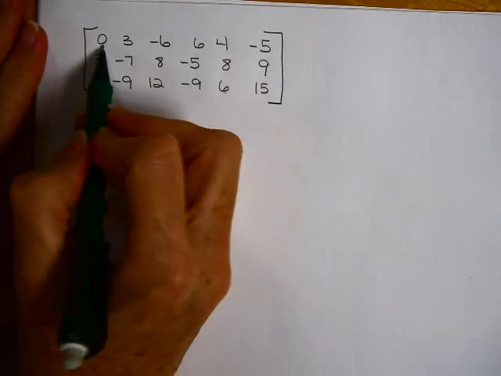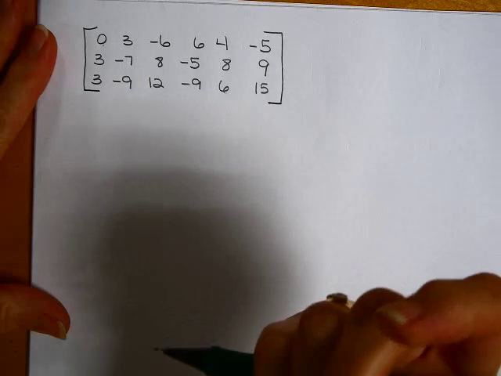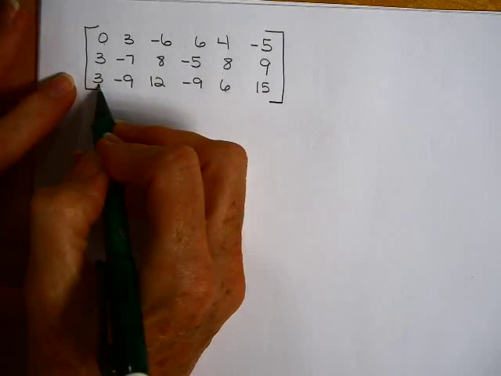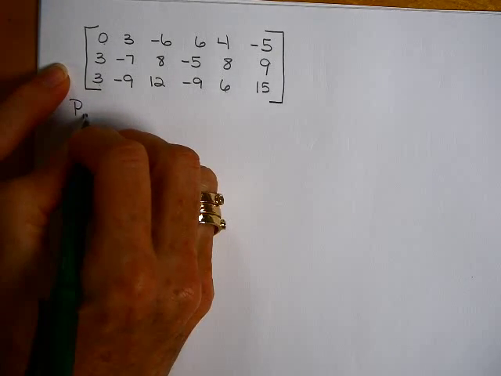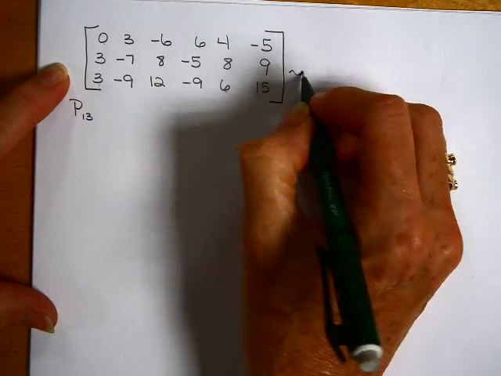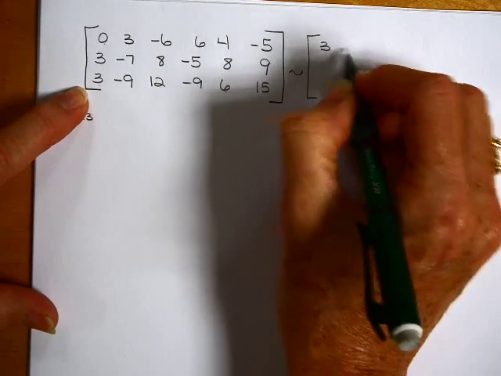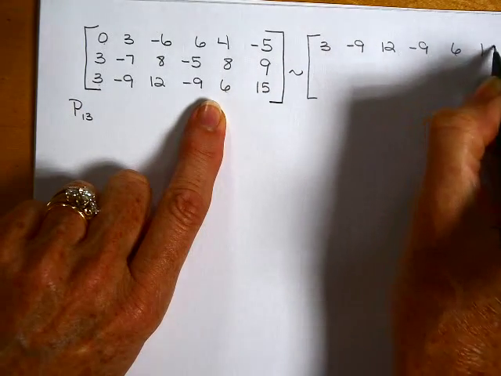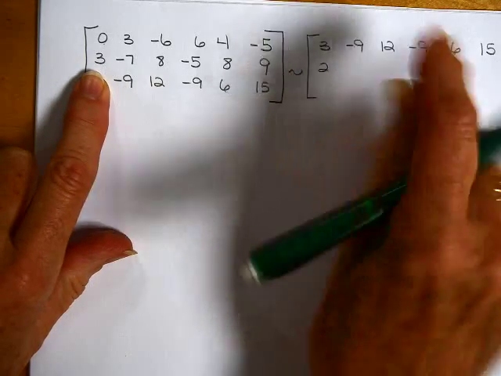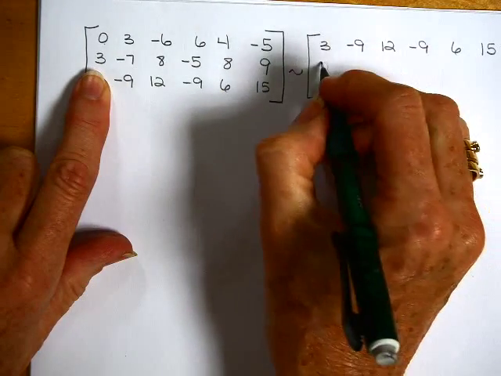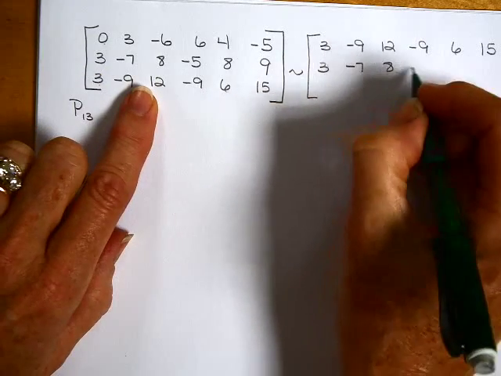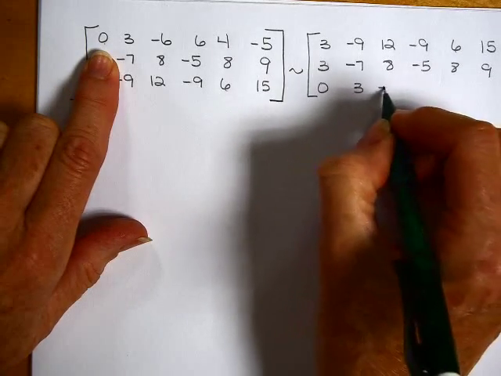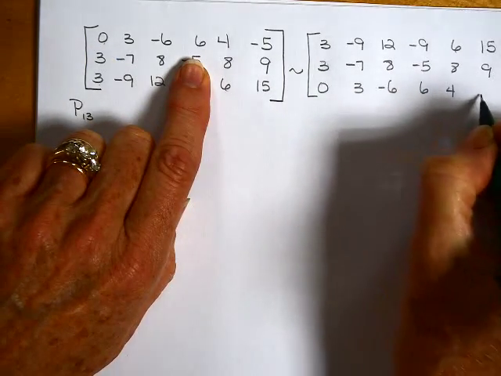All right, so you have to get a pivot up here. So we need to interchange one of those rows, and it doesn't matter which one. Y'all have a preference? I think I'll put this one. I'm going to permute rows 1 and 3. Three, negative 9, 12, negative 9, 6, and 15. Row 2 stays the same. 3, negative 7, 8, negative 5, 8, 9, and then this is 0, 3, negative 6, 6, 4, and negative 5.